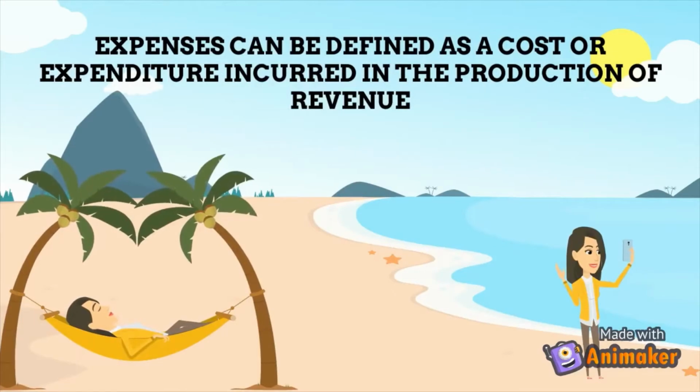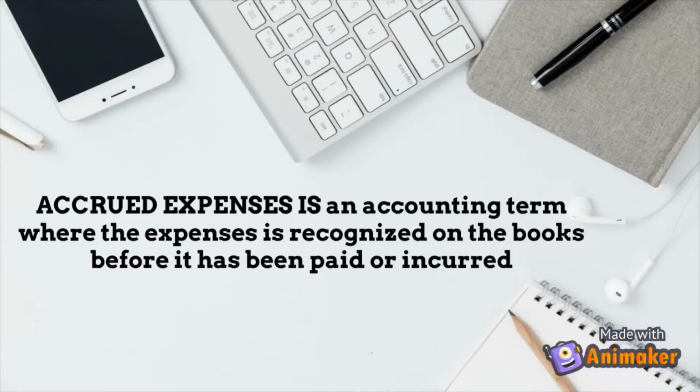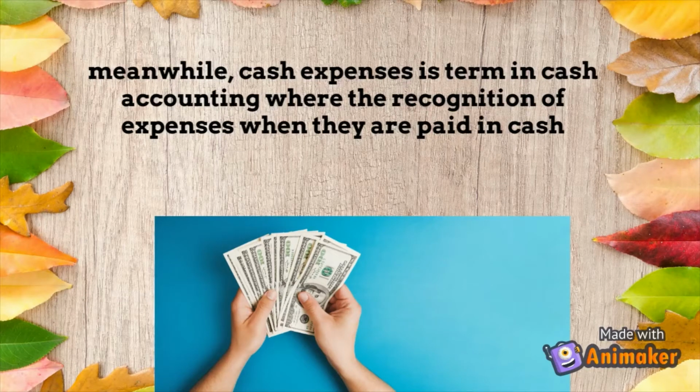Expenses can be defined as a cost or expenditure incurred in the production of revenue. Accrued expenses is an accounting term where the expense is recognized on the books before it has been paid or incurred. Meanwhile, cash expenses is a term in cash accounting where expenses are recognized when they are paid in cash.